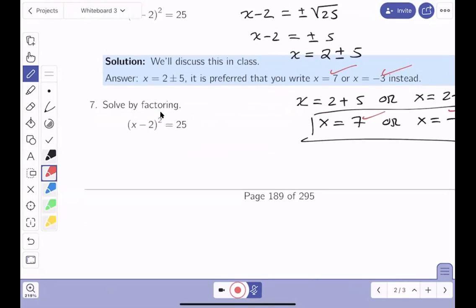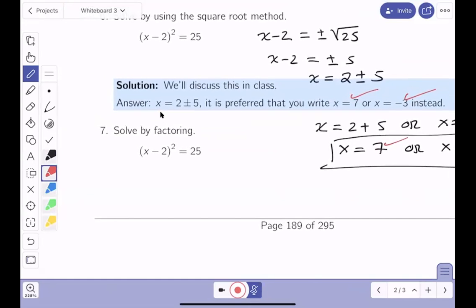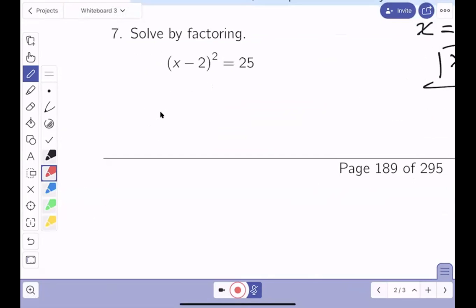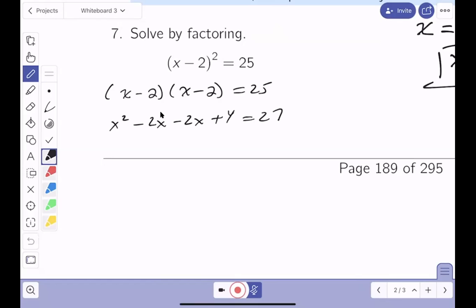All right, number 7 is the same exact question, except a different technique. They want me to do it by factoring. What is factoring? Zero product rule. So let's go through that. Sorry, I made a mistake. I'm just multiplying it out. We'll get the same answer. Subtract 25 from both sides. A lot more work though, isn't it?